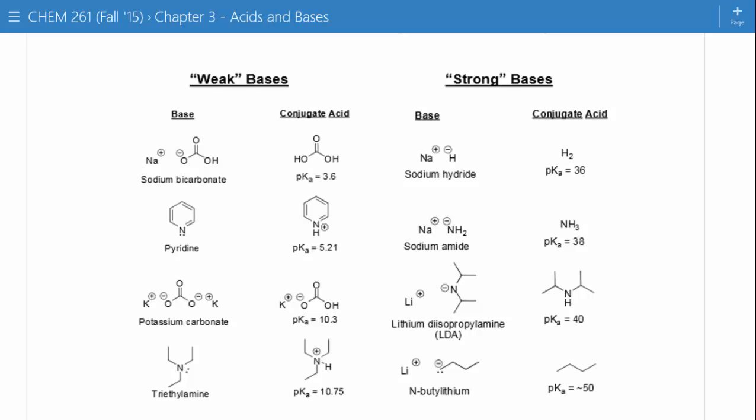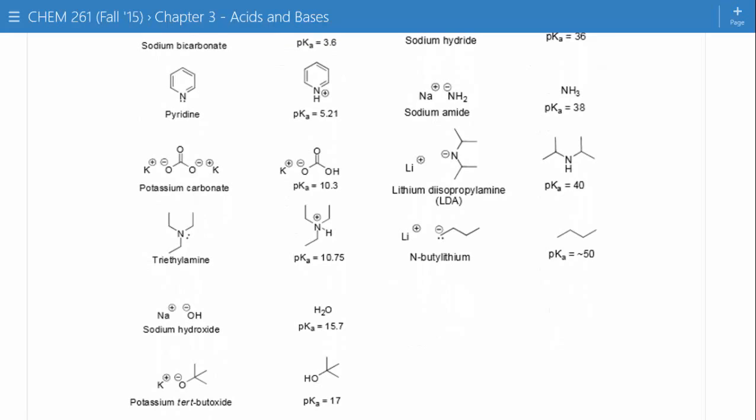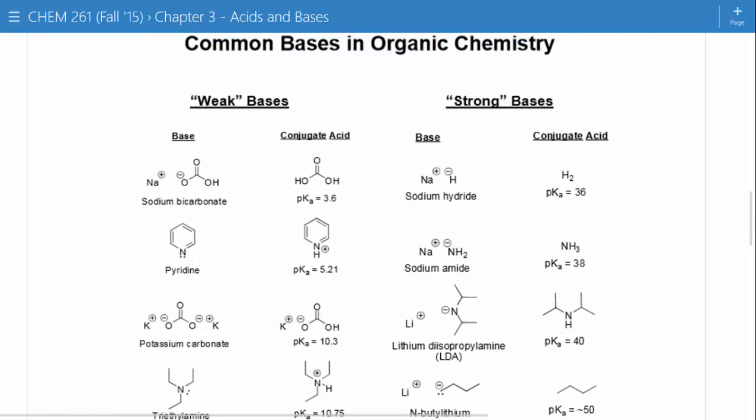Pyridine is a little bit better. The conjugate acid has a pKa of 5.21. Then we can go to potassium carbonate, which has a pKa for its conjugate acid of 10.3. Triethylamine, its conjugate acid goes to 10.75. Sodium hydroxide, we said water has a pKa of 15.7. And then we can start going into some other bases, like potassium butoxide. The conjugate acid has a pKa of 17. So on the left-hand side, I call these weak bases in quotes. Remember, acidity and basicity is all relative, right? So in the grand scheme of things, these are relatively weak.